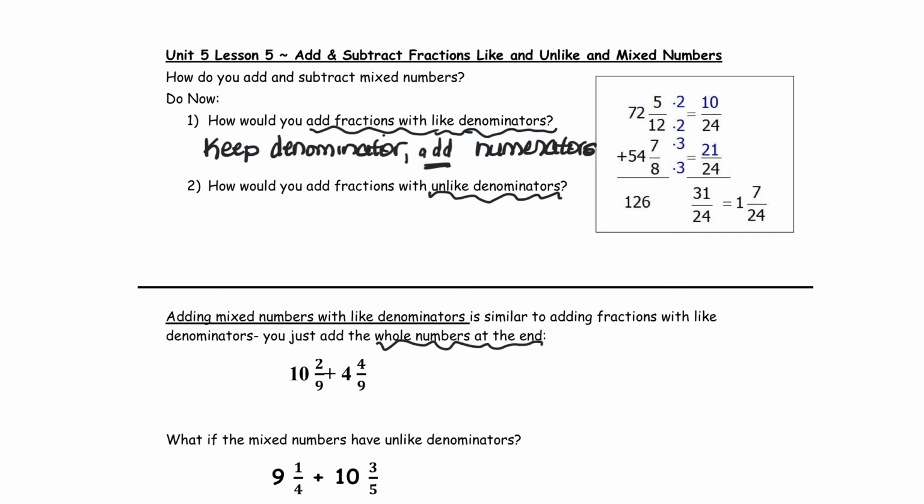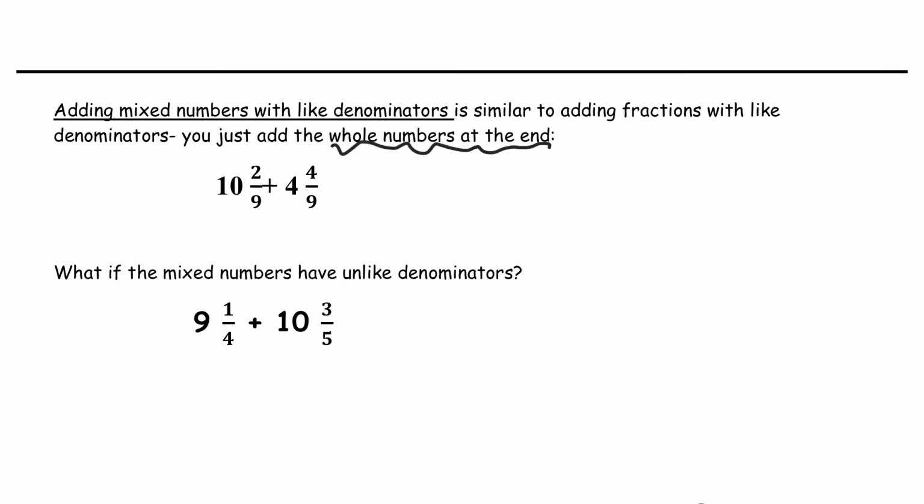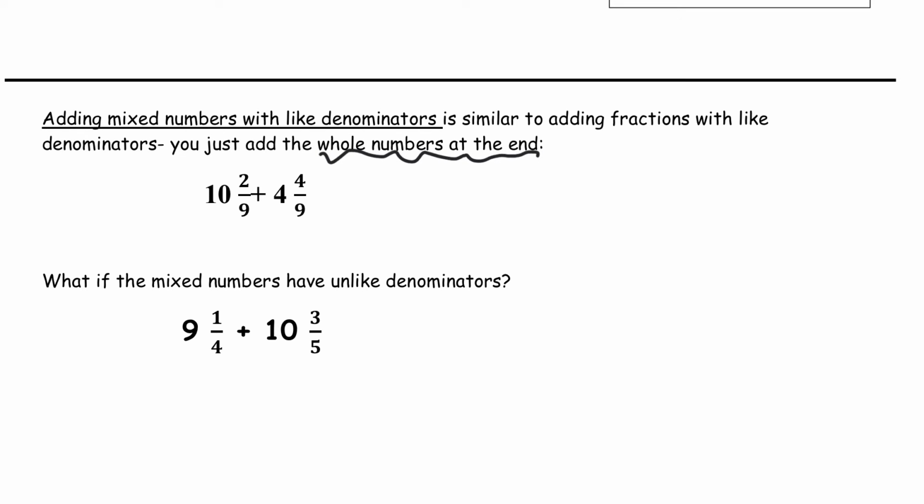So let's take a look here. I know that we're a little limited for space here, but let's just take a look. So if we have 10 and 2/9 plus 4 and 4/9, well, a couple of ways we can do it. Since the denominators are the same, we could simply just keep the denominators the same. So the 9 is the denominator, which is good. And then add the numerators. 2 plus 4 is 6. And then we could go ahead and add our whole numbers. 10 plus 4 is 14. We have 14 and 6/9.